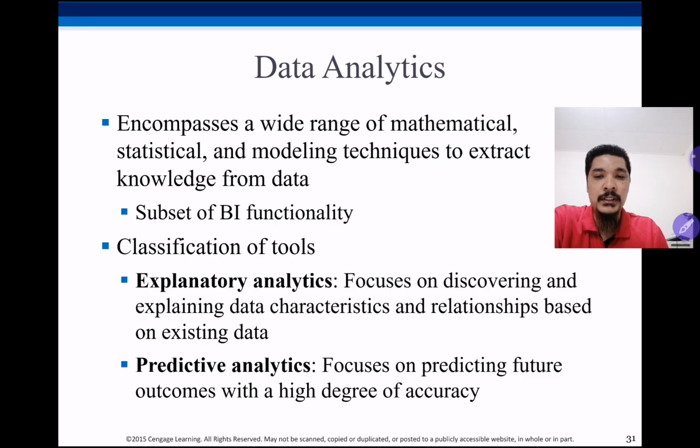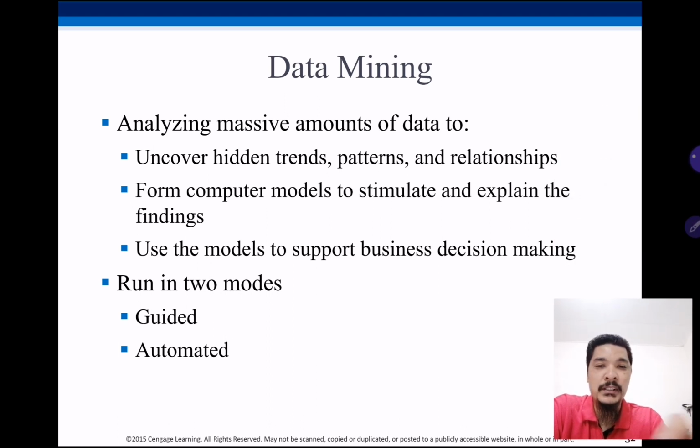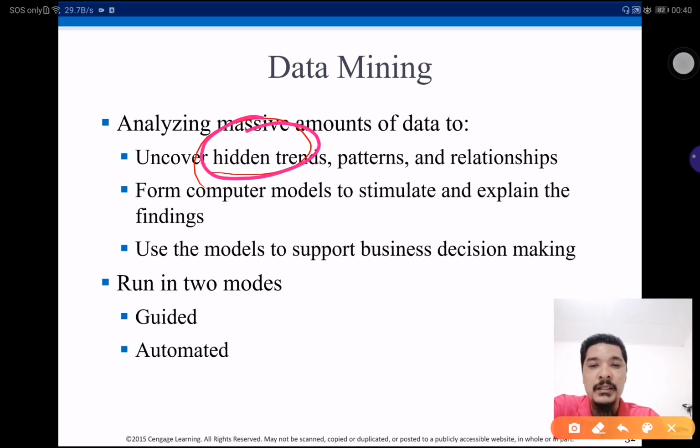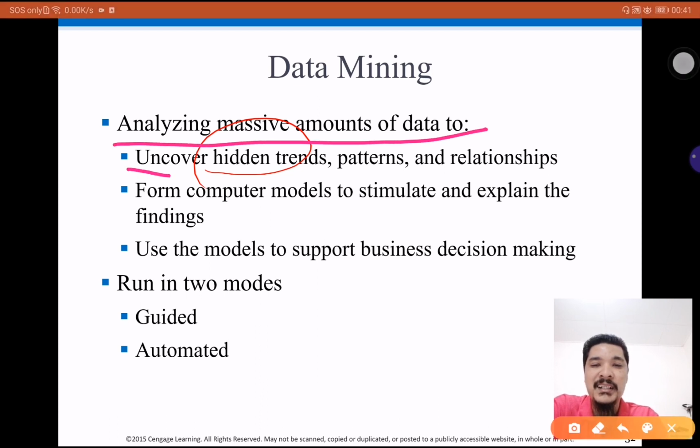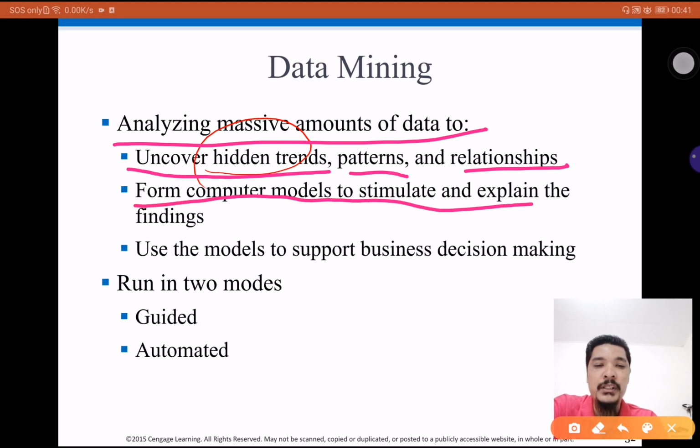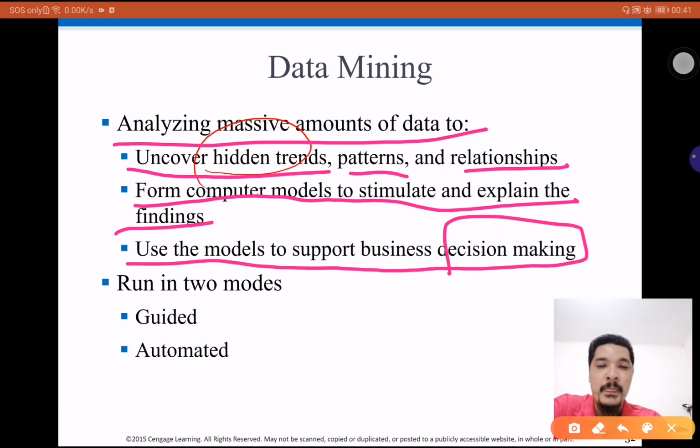Okay, the next one is data mining. The keyword for data mining is hidden. We talked about this before. Hidden. Analyzing a massive amount of data, uncover hidden trends, patterns or relationships, form a computer model to simulate and explain the findings, and use the model to support business decision making. So meaning that kita kena mine all this information. We need to mine the information. We need to find the hidden trends, maybe patterns and relationships. Then simulate and then make a decision.